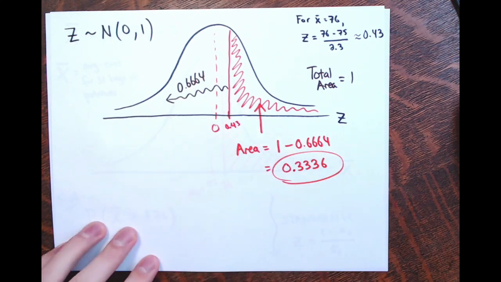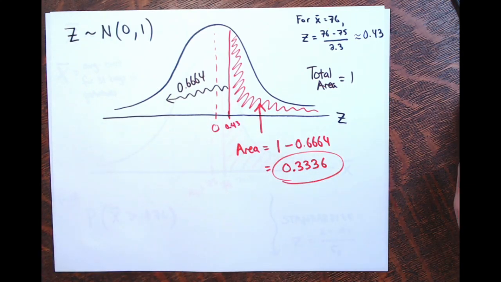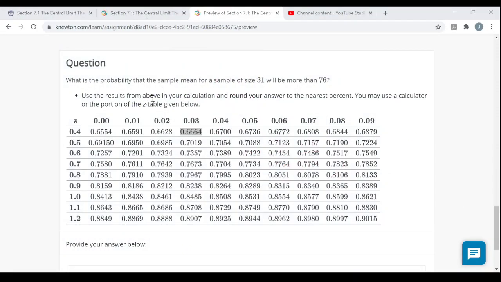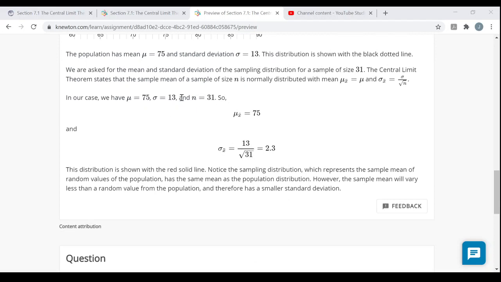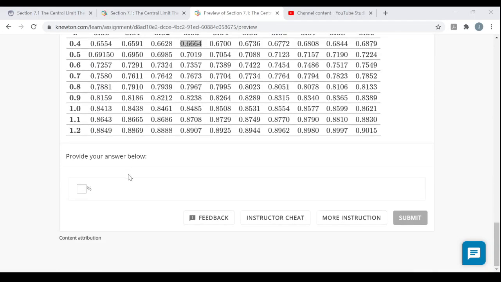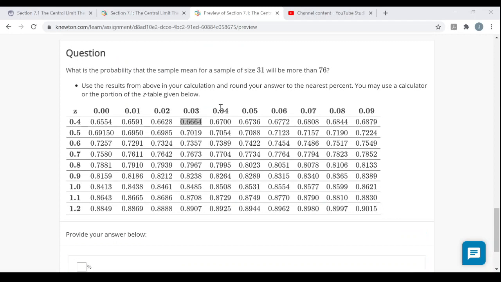This plus that would be equal to 1. So that is what I'm going to enter. They said use the standard deviation and mean above. Use this table. Ooh, they wanted to enter it as a percentage. Okay, use the results from the above. Round your answer to the nearest percent, the nearest whole percent.